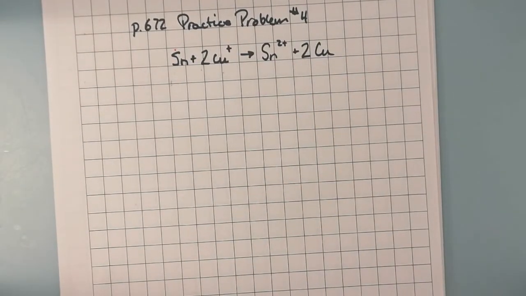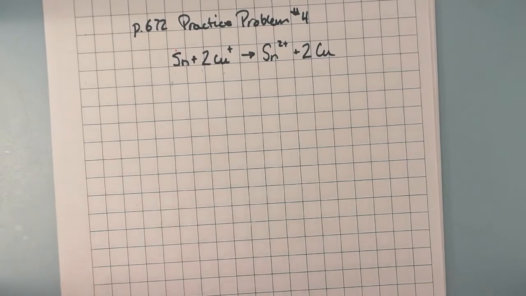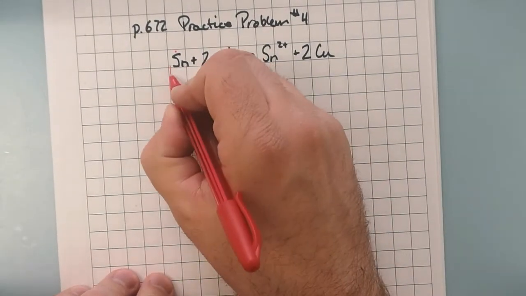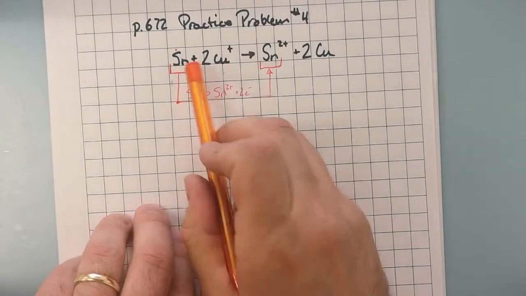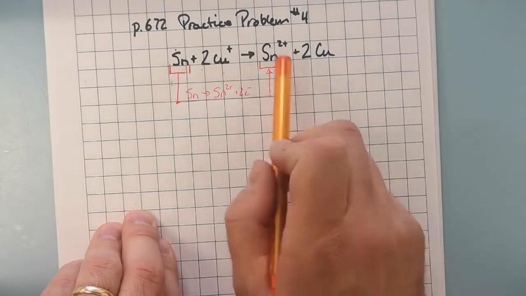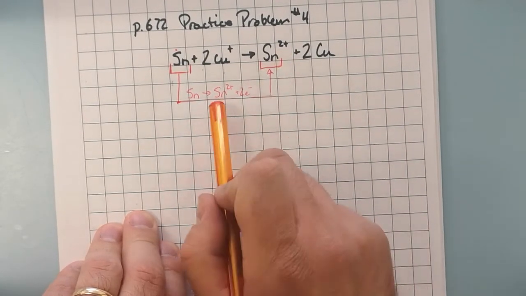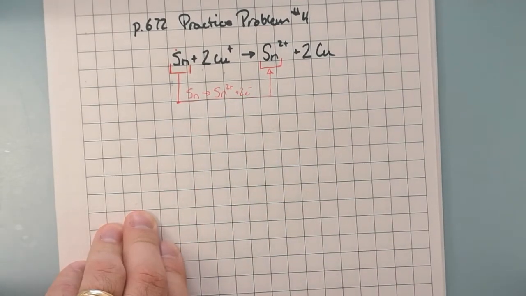In practice problem number 4 on page 672, we are asked whether or not this reaction will occur spontaneously. To determine whether this occurs spontaneously, we need to describe this in terms of its half reactions. Let's do that. In this case, tin from an oxidation state of 0 becomes tin 2 plus with an oxidation state of plus 2. In the process, it lost 2 electrons, which we can represent using this half reaction.